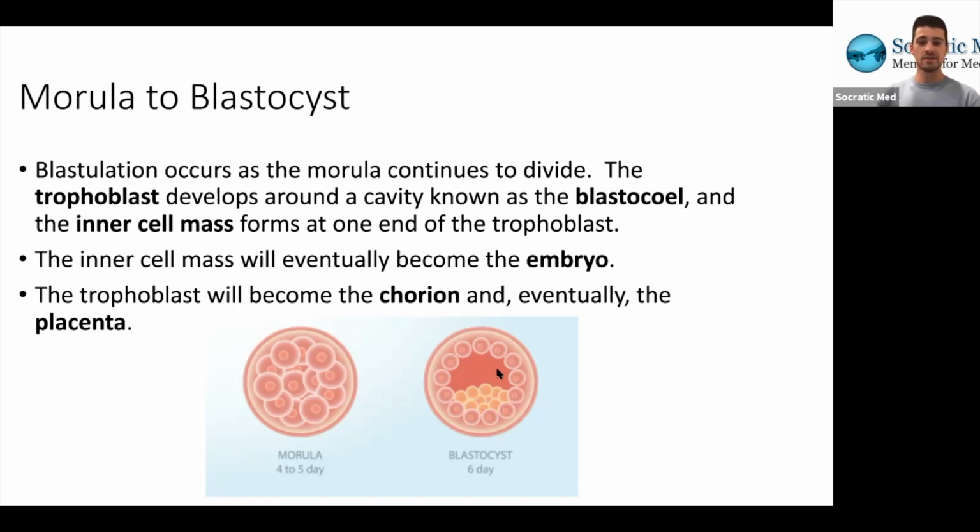So the inner cell mass will eventually become the embryo. The trophoblasts, which remember are these cells that are outside, will become the chorion. And the chorion is just a structure that eventually becomes the placenta. And as we know, the placenta aids in gas and nutrient exchange between the fetus and the mother.